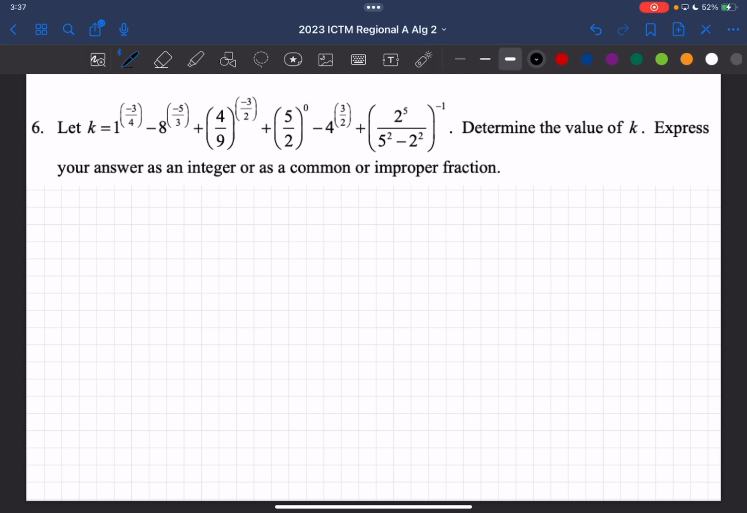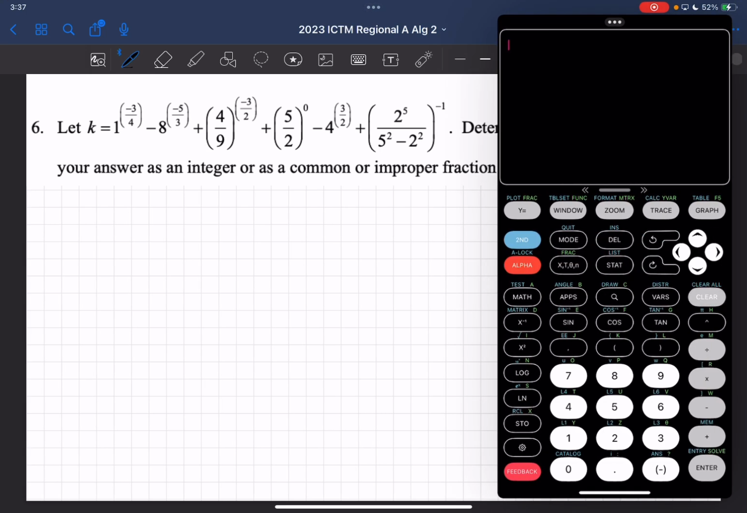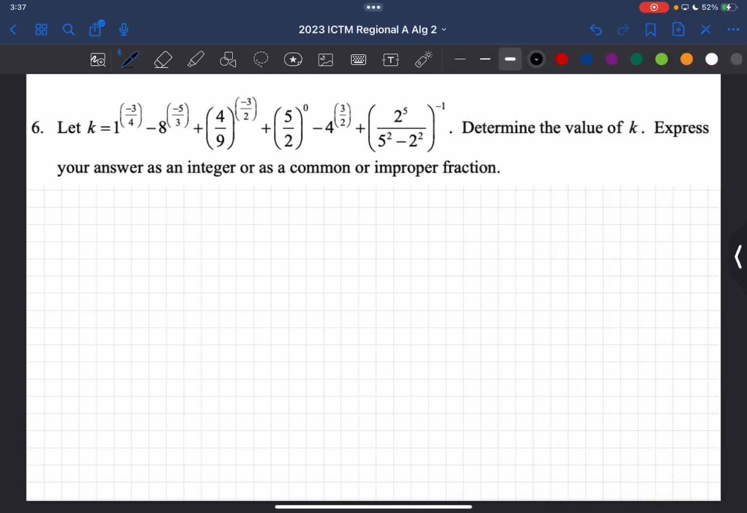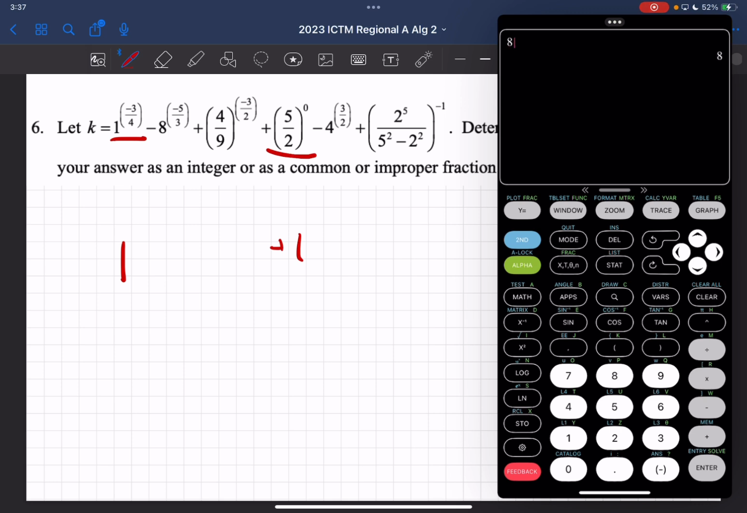Number 6. So here we want this whole thing as a common or an improper fraction. Well, let's see what our calculator can do with this. Now I think I can save myself a little bit of time. 1 to any power is going to be 1. So that's 1. And anything to the 0 power, like this, is going to be 1. So let's take 8 raised to the negative 5 over 3, and let's turn that into a fraction. So that's 1 over 32.